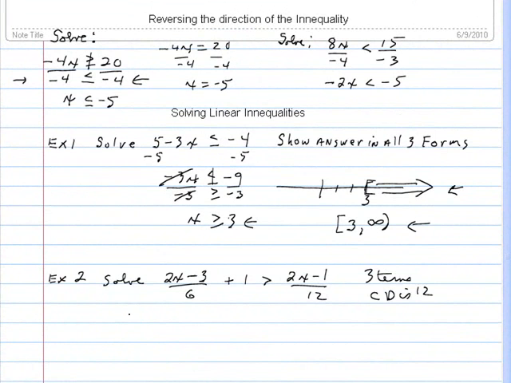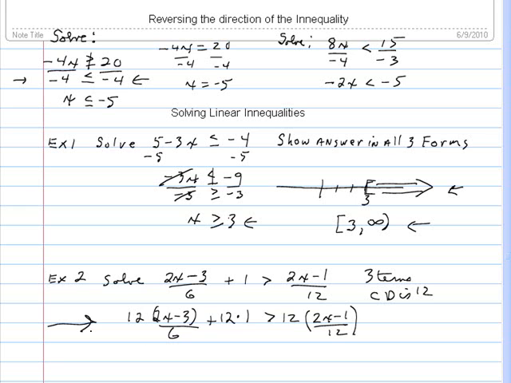So the next step I'm going to do is multiply every term by the common denominator. So that's 12 times 2x minus 3 over 6 plus 12 times 1 is greater than 12 times 2x minus 1 over 12. A lot of students want to skip and not write this step. But this step is crucial. To write it clearly and write it neatly could keep you from making some serious mistakes in your work.